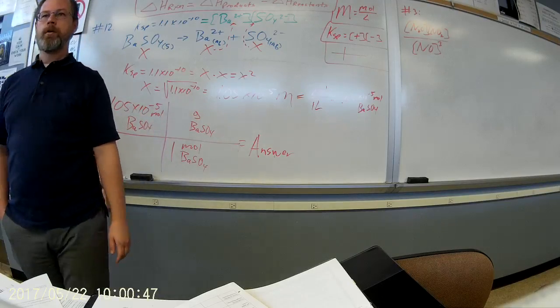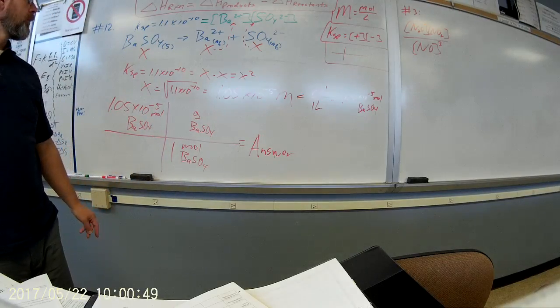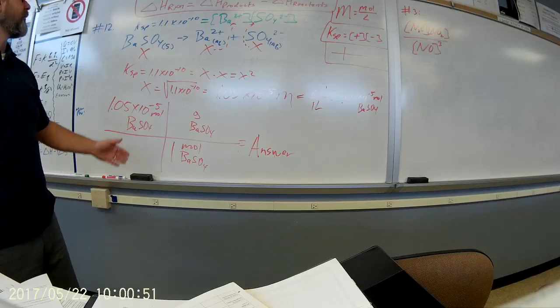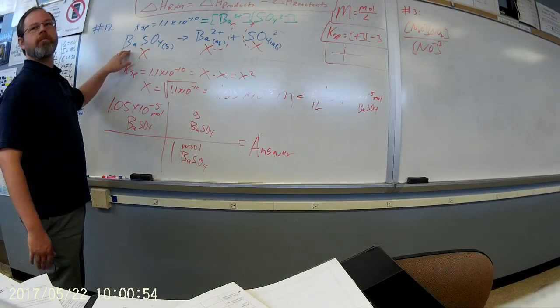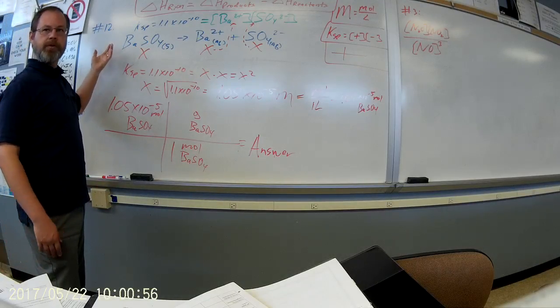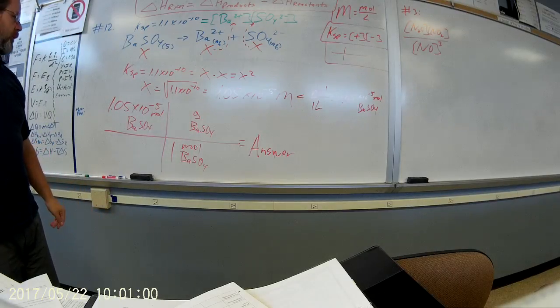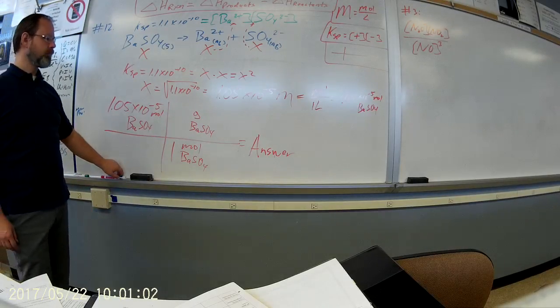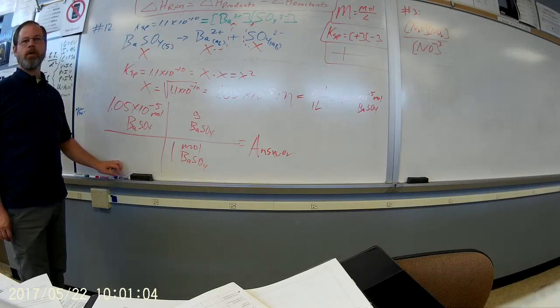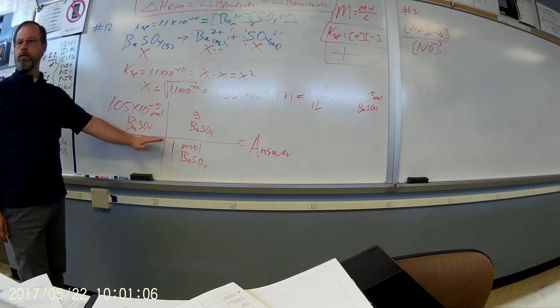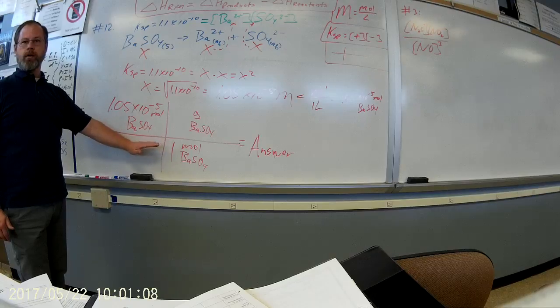Wait, I'm sorry. How did you get the 2 plus and 2 minus? Oh, those are just the charges of the sulfate and the barium. Barium is in group 2, so it's plus 2. Okay. Sulfate's always minus 2. Okay, so you can handle it from here? Yes. All right. Any other questions?